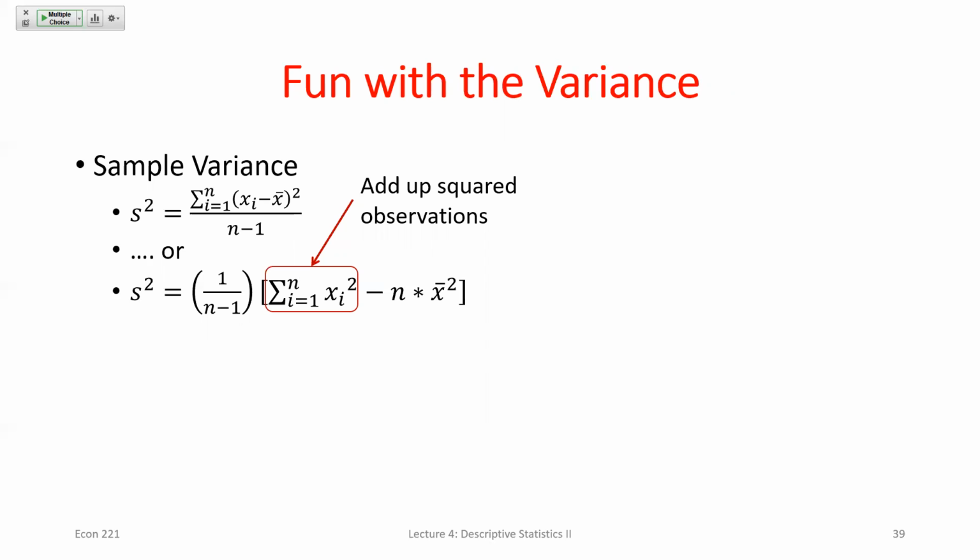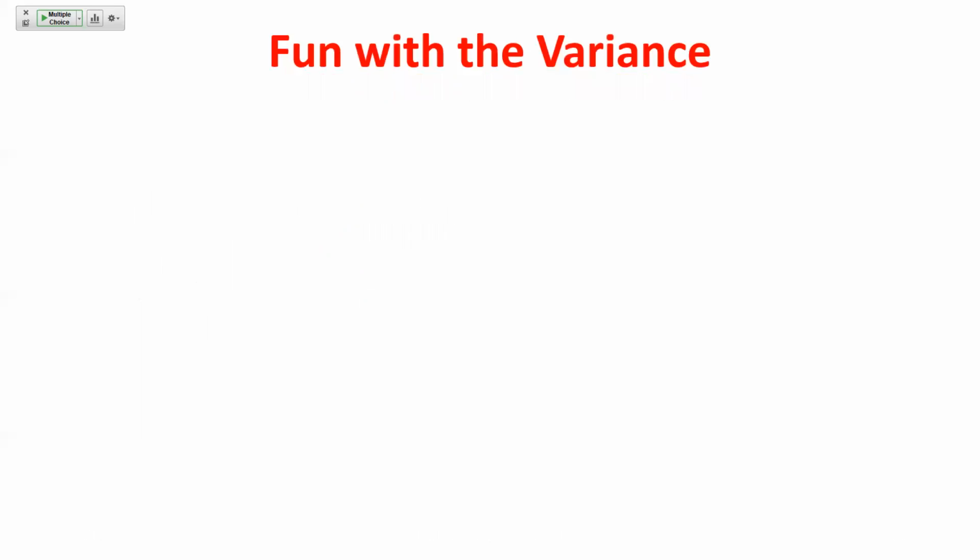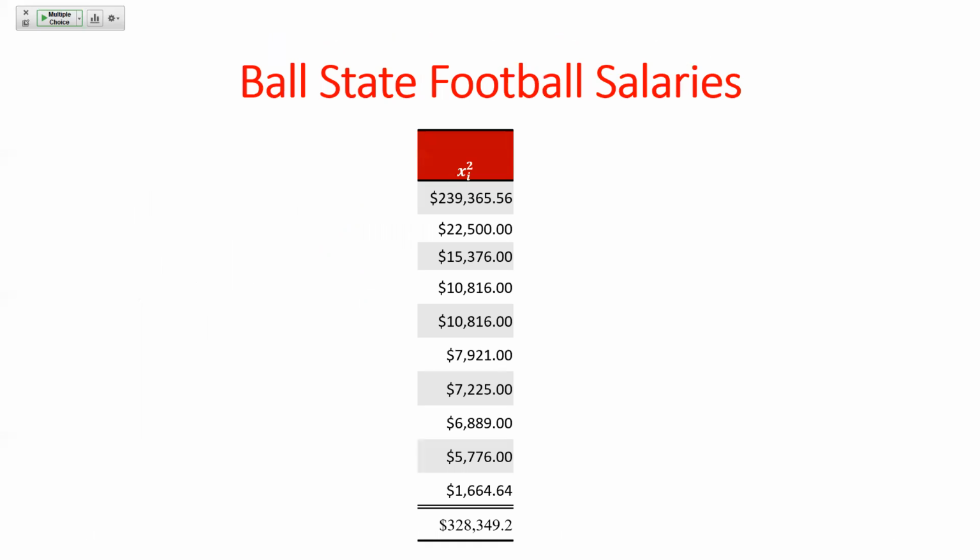So no deviations from the mean. And then subtract n times that x bar squared. Right? So this will actually give you the exact same answer. It's just a different method of doing it. So I think I have the proof here.